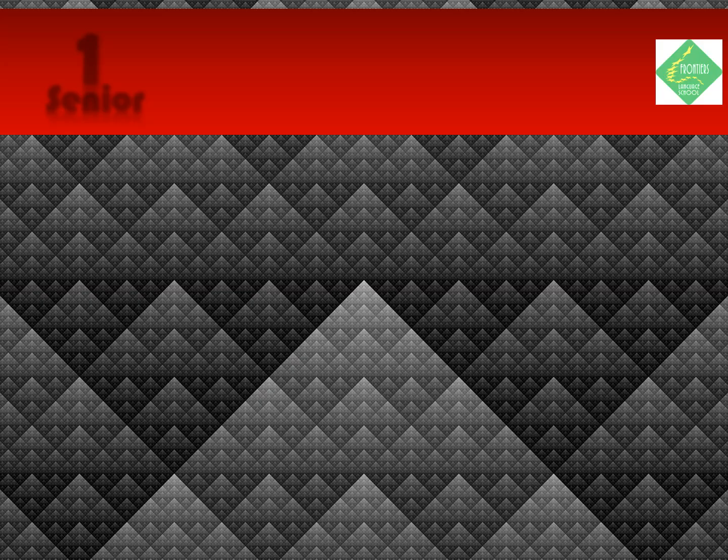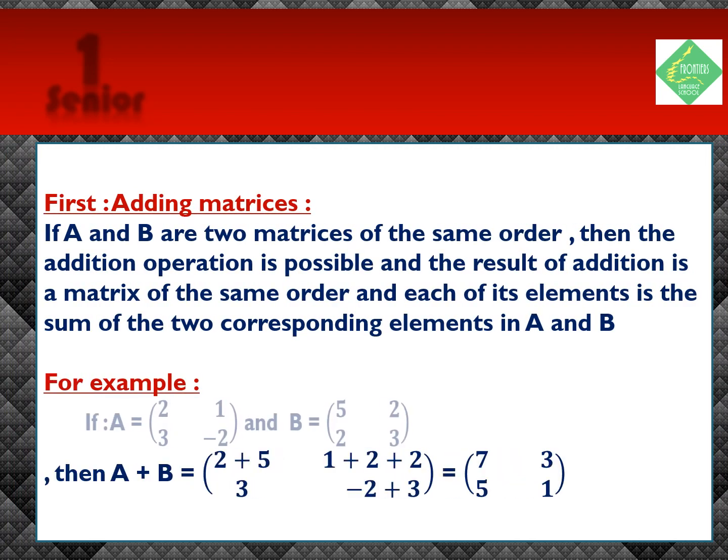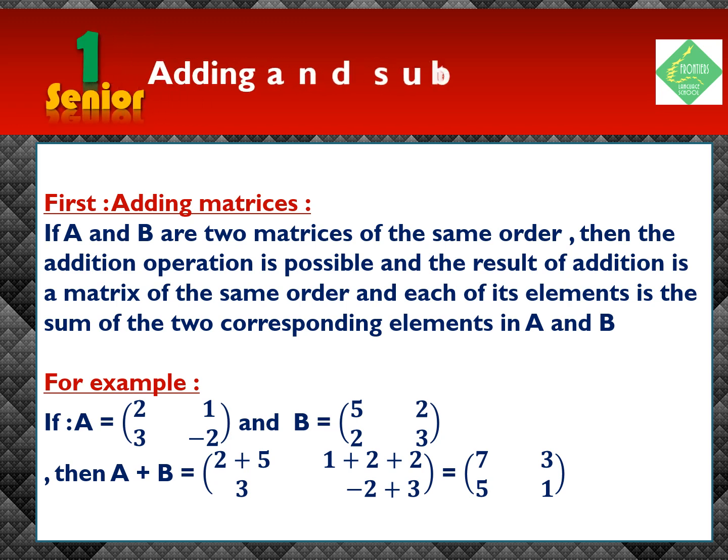Lesson 2, Algebra: Adding and Subtracting Matrices. If A and B are two matrices of the same order, you can easily do the addition and subtraction operations. Look here. If you have A equals 2, 1 in the first row and 3, negative 2 in the second row, and B equals 5, 2 in the first row and 2, 3 in the second row, you can easily add or subtract whatever. Why? The same order, and the same number of rows and columns.